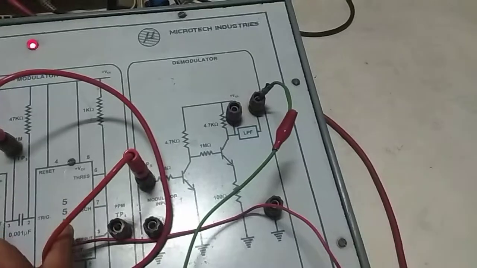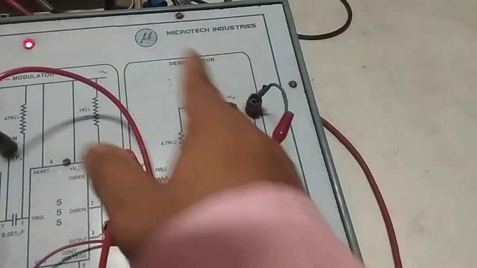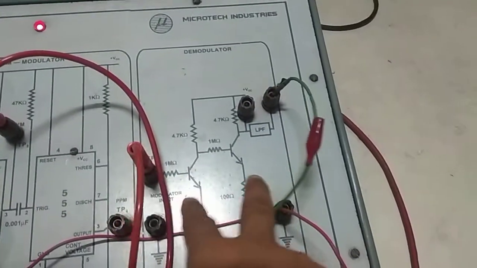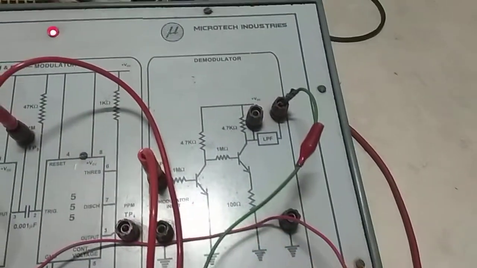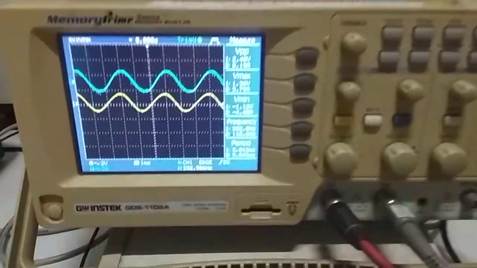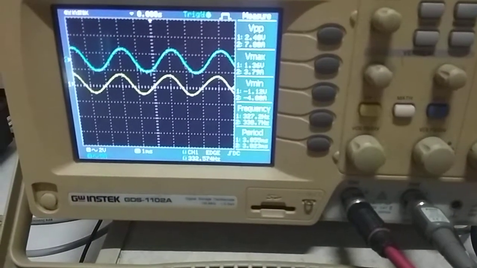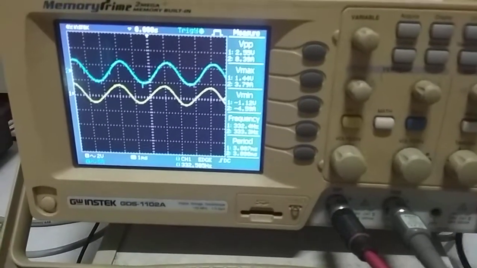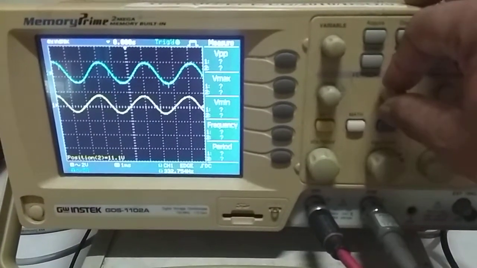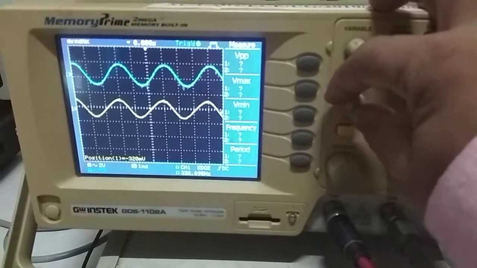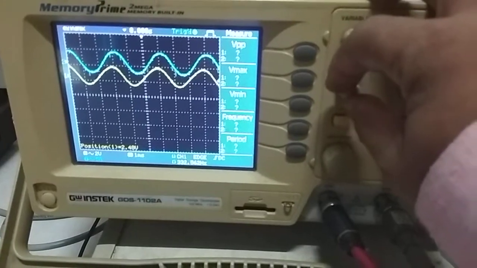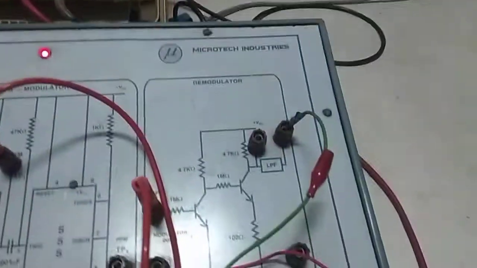That means a filter circuit is there, and another circuit with two transistors is connected to the filtering circuit to get the demodulated output. Look at this. The blue one is the baseband signal and the yellow one is the demodulated signal. It's almost the same, only a phase difference is there due to the low pass filter.